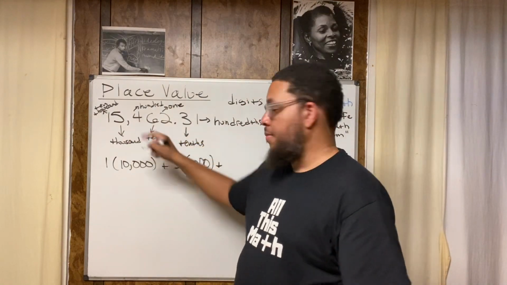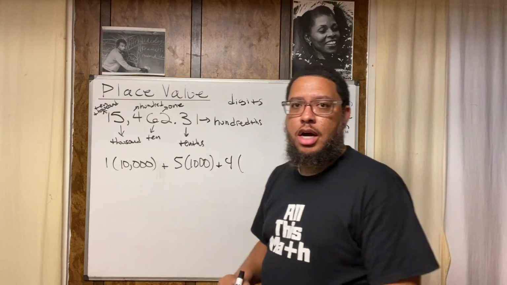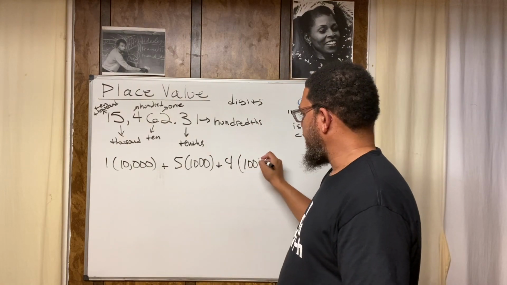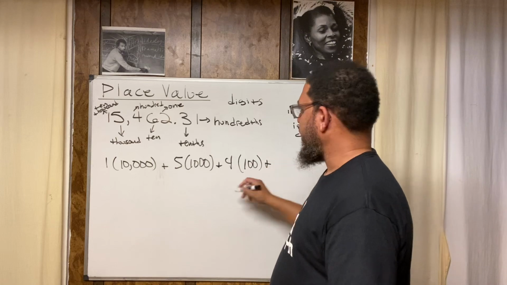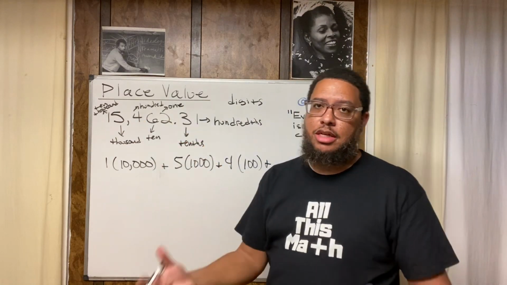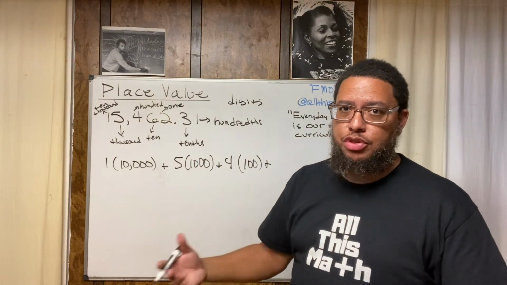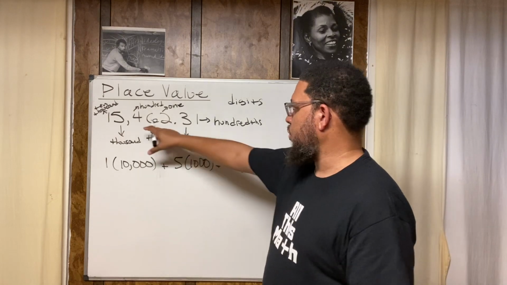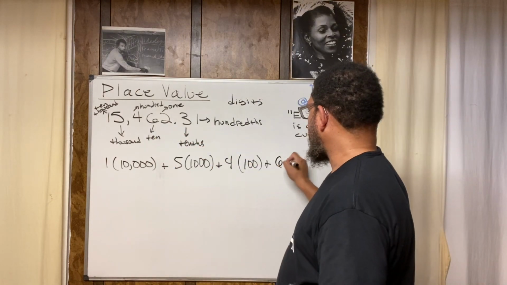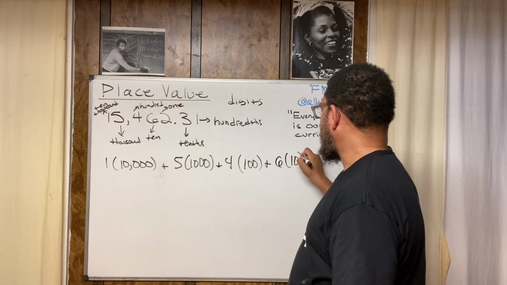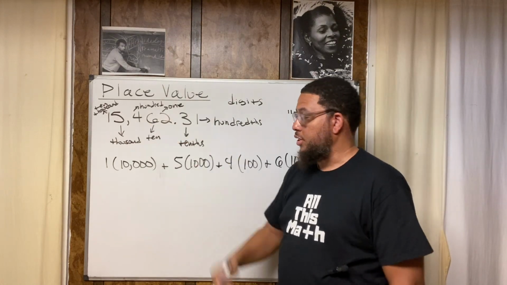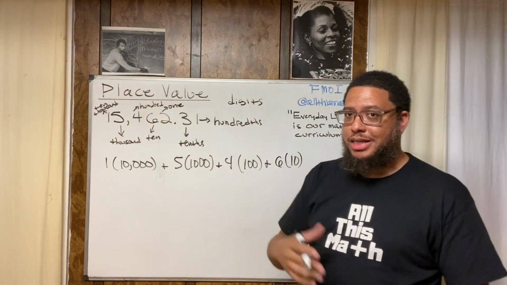And then we have 4 what? 4 hundreds. That's what we got. We got 4 hundreds, because the 4 is in the hundreds place. That's another way to look at what it means to be in the hundreds place. Then what's the 6 doing? We got 6 what? 6 tens. 6 is in the tens place, so that 6 means that we have 6 tens.